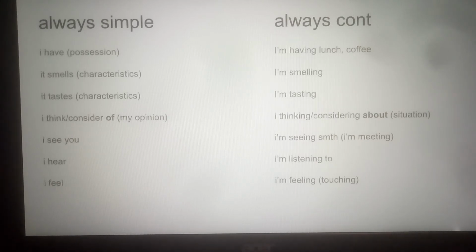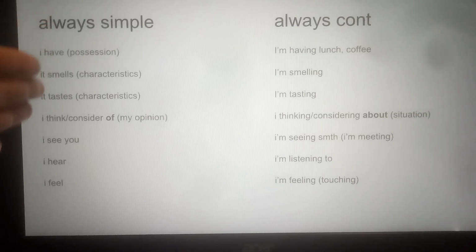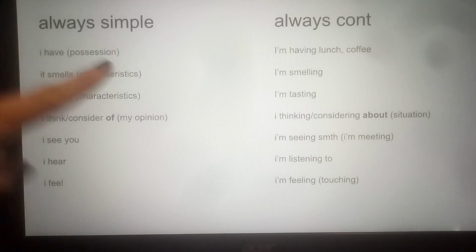I'm having lunch. I'm smelling, I have decided to smell this flower, that's why I'm smelling it. I'm tasting, I'm considering it and thinking about it. I'm seeing Ben tomorrow, I'm seeing my friend tomorrow, I decided to do that, I arranged that. So I have decided to do all of this. This is not really like I have decided, but it just happens. It's just granted. I understand this is controversial, but still, it smells.